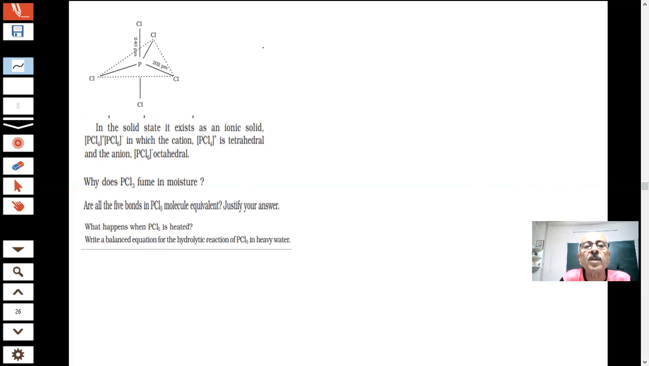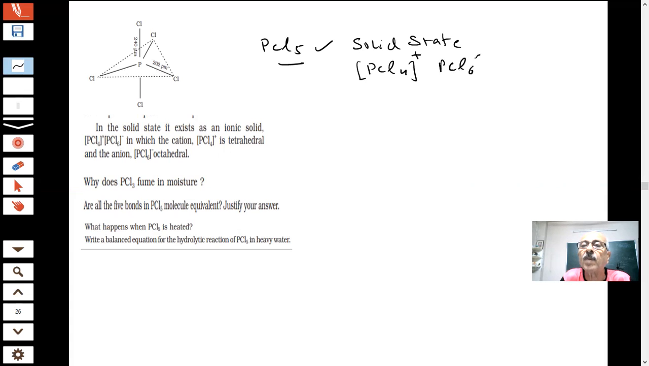Now PCl5 is very important, students, because this is asked in the paper a lot. In the solid state, what did we say? It exists as PCl4 plus and PCl6 minus. So there is a cation and anion. What will be the shape of this has been asked in some papers. What is the shape of PCl4 plus? Tetrahedral. What is the hybridization? sp3.